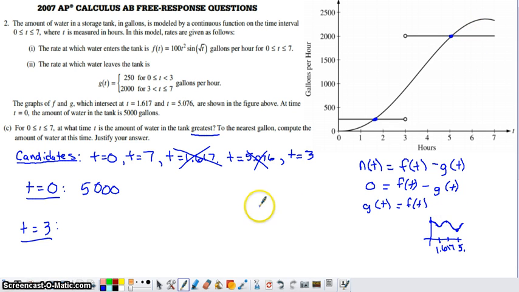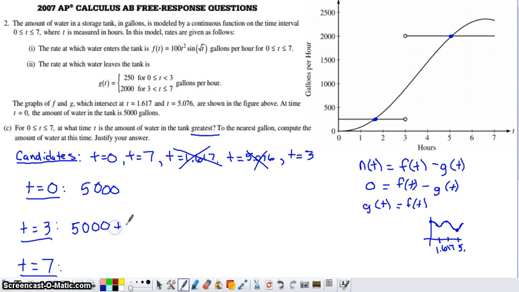So we're going to rule these out as possibilities, but we are going to have to figure out the water level at t equals 3, and also the water level at t equals 7. So that's supposed to be t equals 7 there. So if we're looking for the water level at t equals 3, we know that we start with 5,000 gallons in the tank at t equals 0.